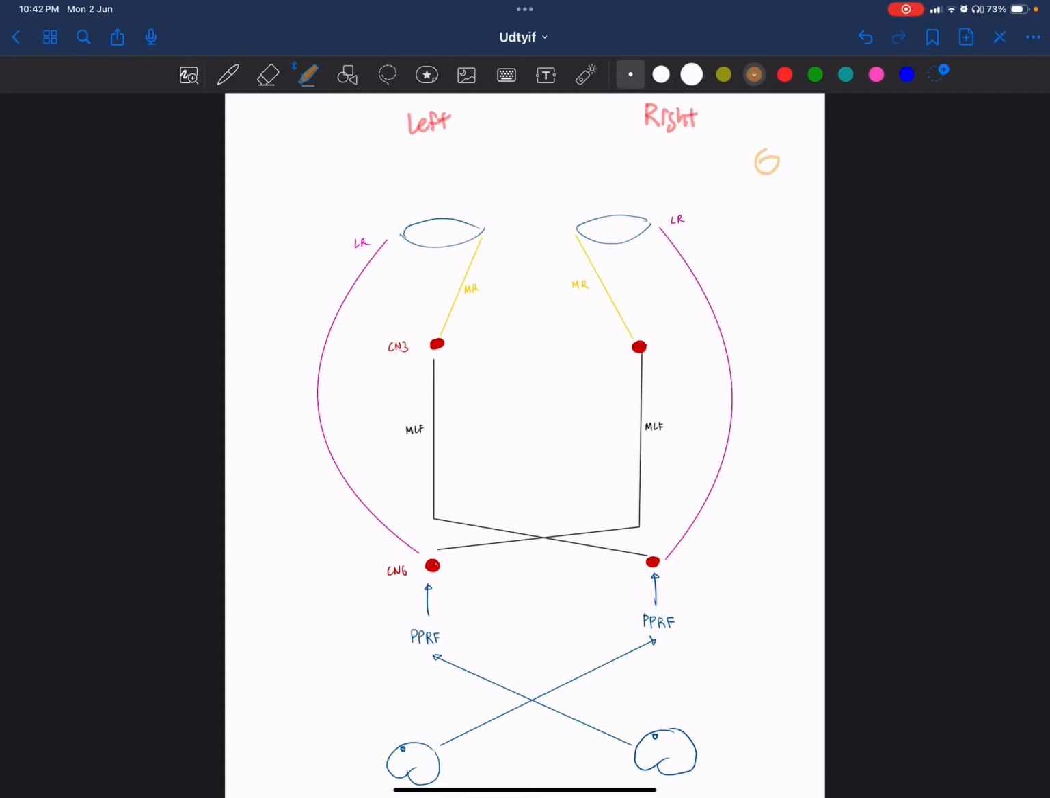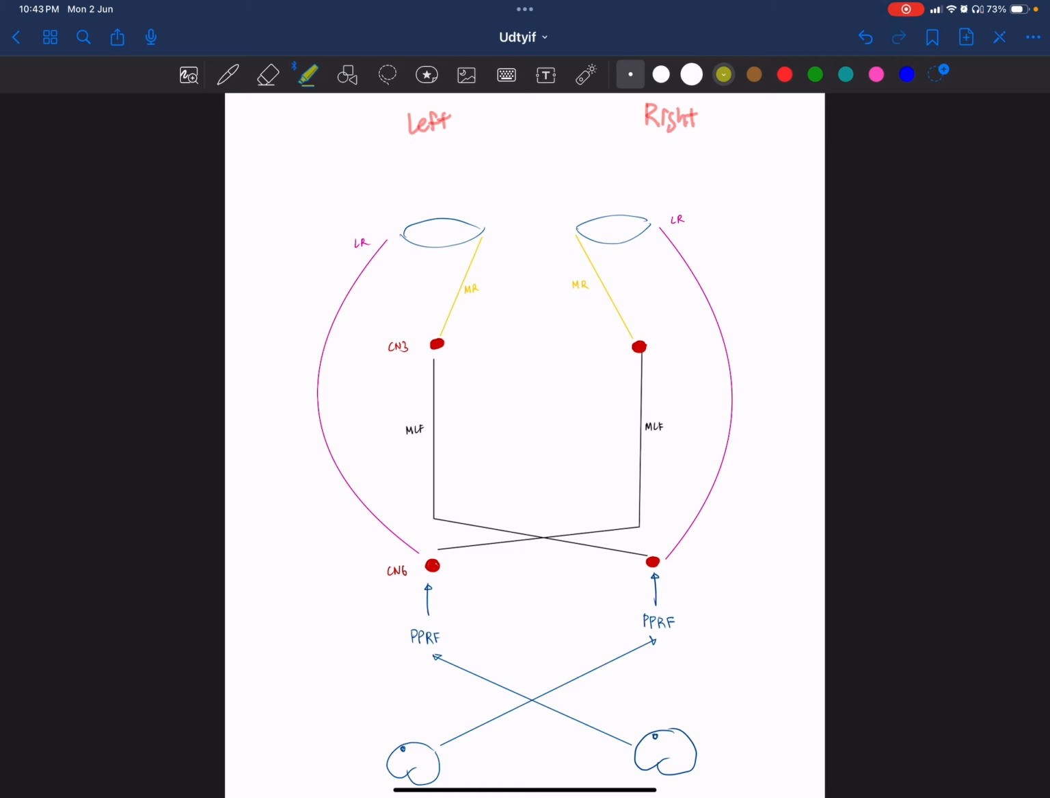Okay, let's talk about internuclear ophthalmoplegia. Now, internuclear means that there is a problem in between nuclei. What nuclei are we talking about here? Brainstem nuclei that we studied. Two of them. I will tell later.